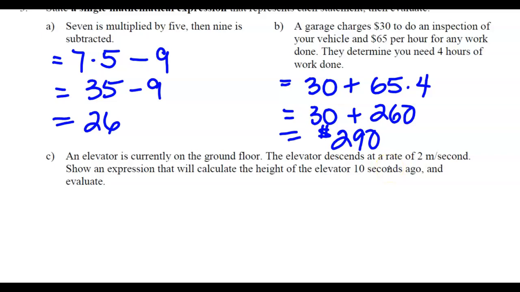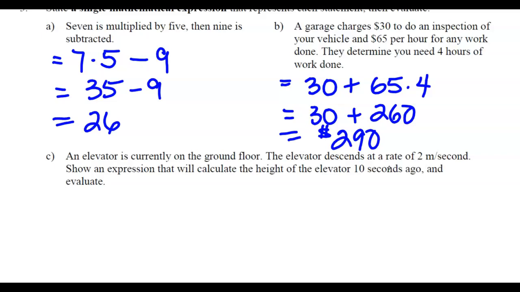Okay, so think about it. It's on the ground, descends at a rate of 2 meters per second. Where was the elevator 10 seconds ago? Figure it out in your head first. How many meters? 20 meters up, exactly. Because then it goes 2 meters per second, descends, and ends up on the ground floor.